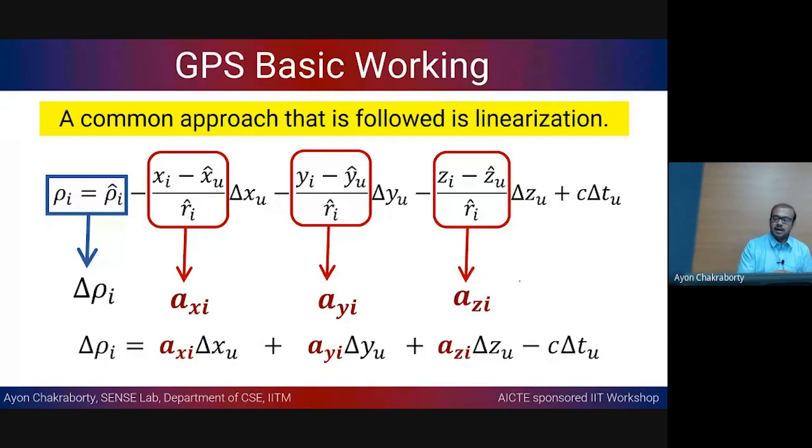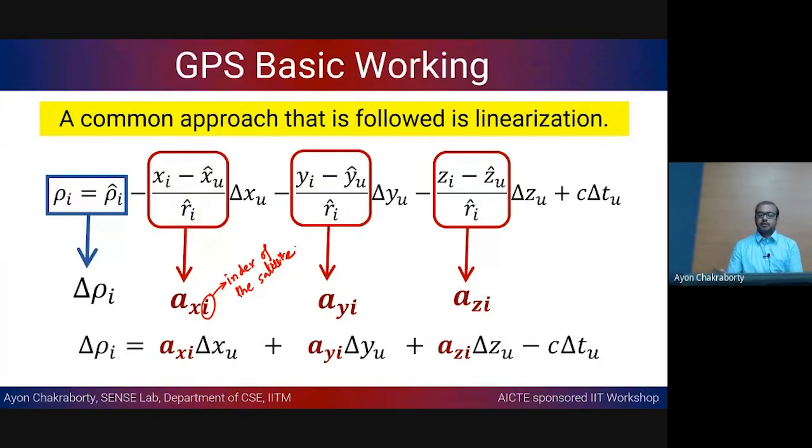So, this entire equation can now be written as a function of alpha xi, alpha yi and alpha zi, where you have to remember I is the index of the satellite. So for every satellite, we will have this equation written up. And what is invariant across all these equations? What is the thing that we are trying to solve for? We are trying to solve for XU, YU, ZU and TU.